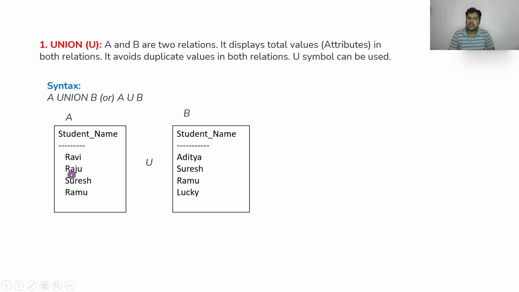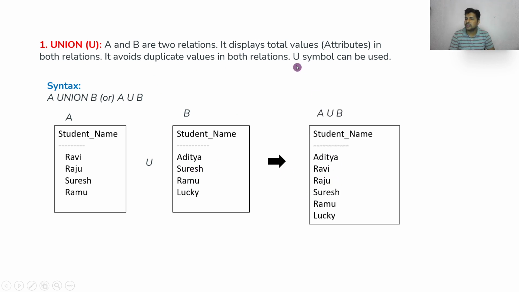For example, Ravi, Raju, Suresh, Ramu are in A. Here Aditya, Suresh, Ramu, Lucky are in B. So Suresh and Ramu are common in both. What will union do? It will represent all these names and avoid duplicate values, so Suresh and Ramu will not come twice. The result will be C, and we use the union symbol U. So Suresh and Ramu are not appearing twice, which means it avoids duplicate values. That's A union B, right?